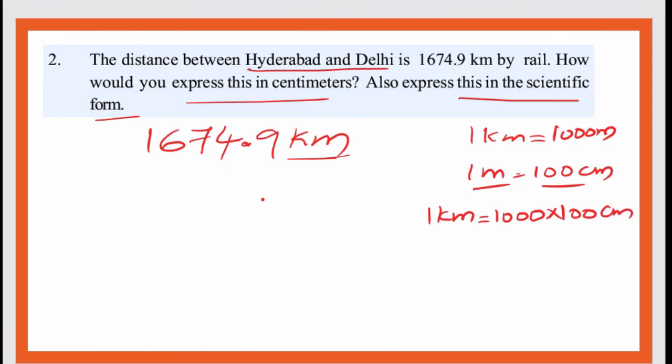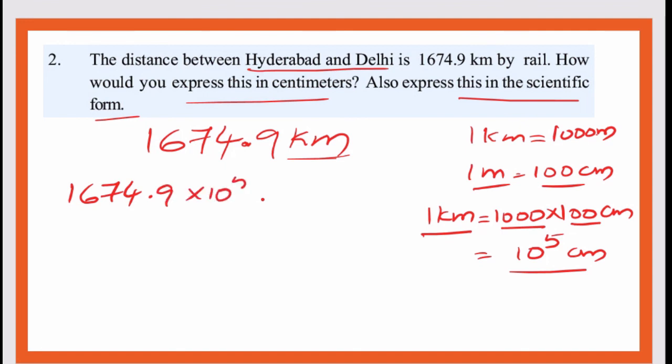So 100 centimeters. I can write it as 10 power 5, because there are 3 zeros and 2 zeros. So 1 kilometer means 10 power 5 centimeters. From this, I can write this as 1674.9 into 10 power 5 centimeters.